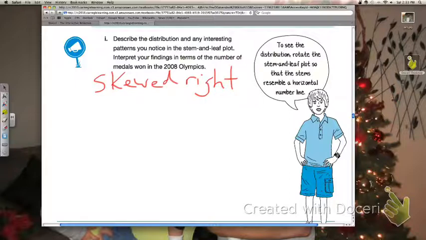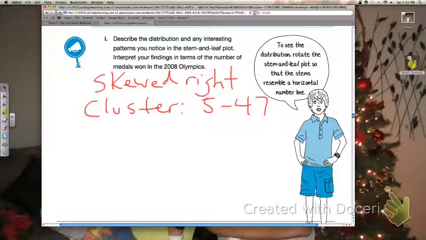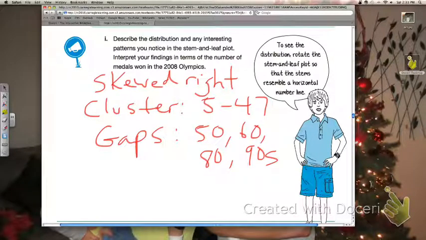The distribution of the stem and leaf plot would be skewed right because there is a peak at the lower end. You should hopefully see that there is a cluster of data from 5 to 47 medals. That cluster between 5 and 47 means most of the countries won between 5 and 47 medals. Lastly, you should see gaps between the 50s, 60s, 80s, and 90s, telling us that no one won that number of medals.